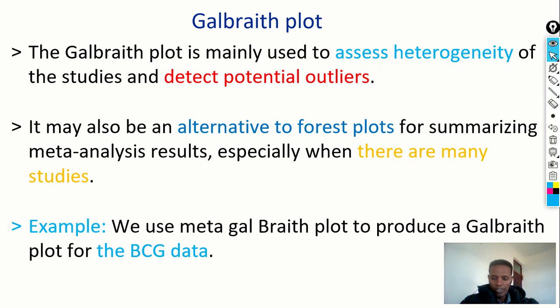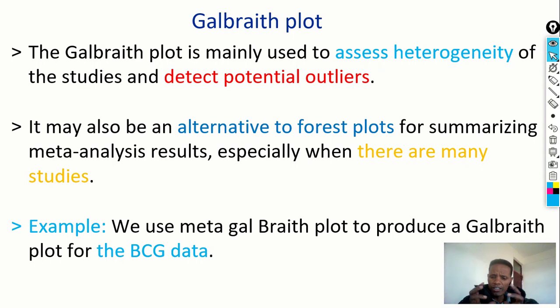Now in this video, we are going to use an example dataset which is the BCG vaccine dataset. The BCG vaccine was given to one group, the treatment group, and there is another group which is a control group. Then the number of TB positive and TB negative individuals were reported in both the control and the treatment group.